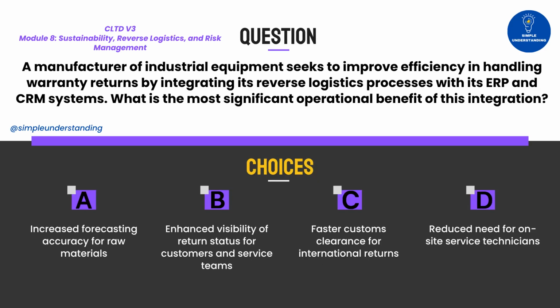Question 3. A manufacturer of industrial equipment seeks to improve efficiency in handling warranty returns by integrating its reverse logistics processes with its ERP and CRM systems. What is the most significant operational benefit of this integration? A. Increased forecasting accuracy for raw materials. B. Enhanced visibility of return status for customers and service teams. C. Faster customs clearance for international returns. D. Reduced need for on-site service technicians.